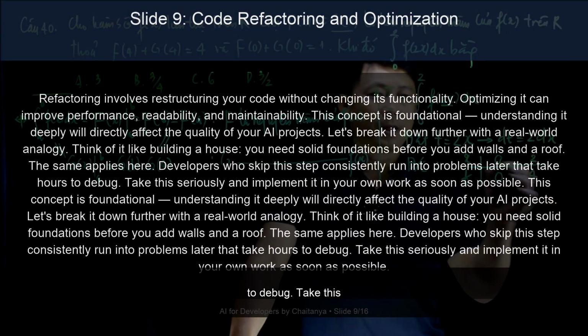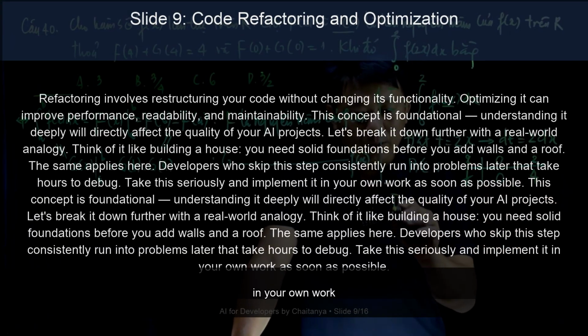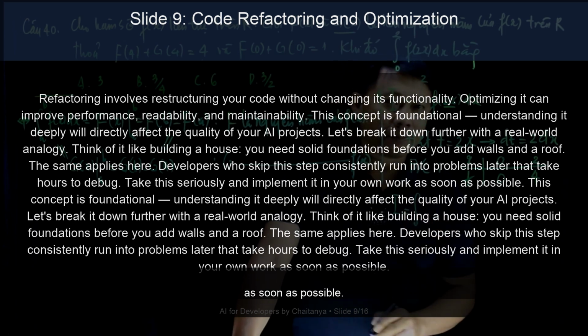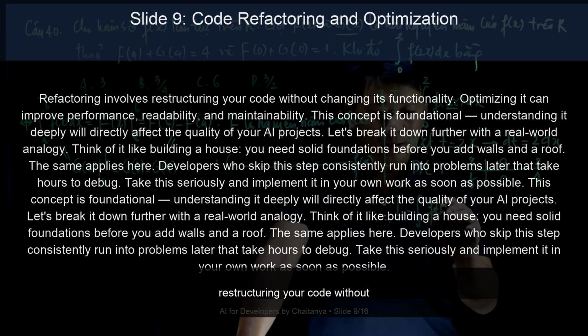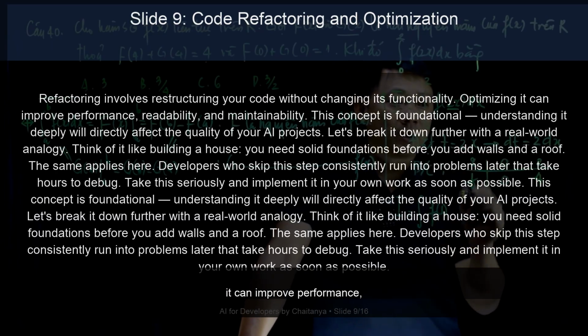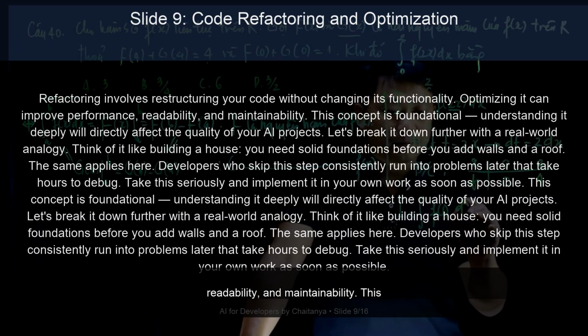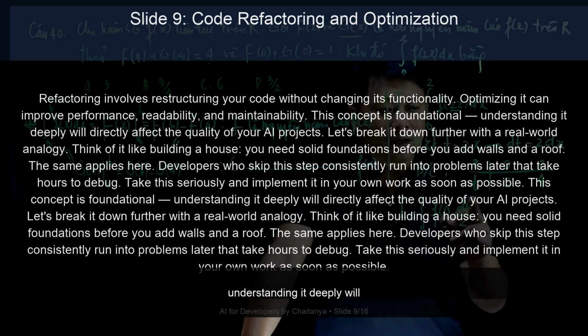Code refactoring and optimization. Refactoring involves restructuring your code without changing its functionality. Optimizing it can improve performance, readability, and maintainability. This concept is foundational. Understanding it deeply will directly affect the quality of your AI projects.